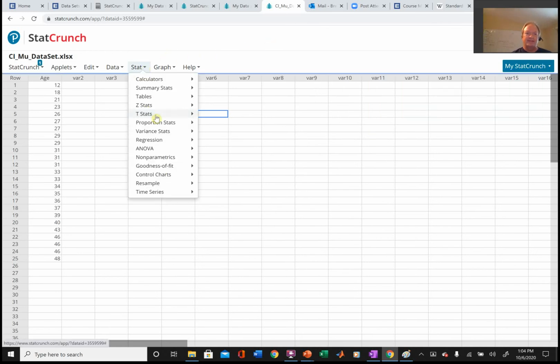So here we go. Stat, t-stat. The reason why we're using t-stats is because we're using the t-distribution. We don't have the population. We only have the sample standard deviation. So when we're working with samples and sample standard deviations, we use t-statistics. We only have one sample. We're going to talk a few modules down the road about doing 2 samples, but we're not going to deal with that right now. And we have a data set. So that's where you want to be.